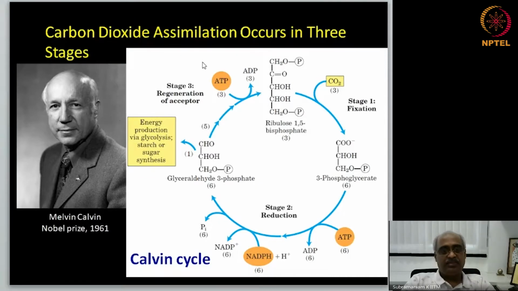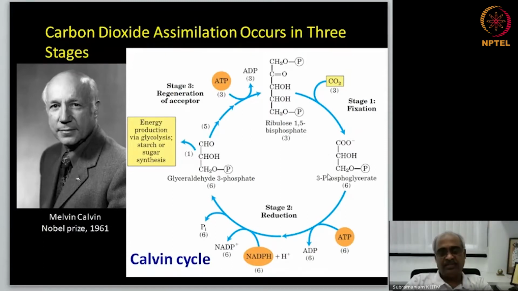So this was figured out by Melvin Calvin, and then Benson and Bassham, three of them, who won the Nobel Prize in 1961. So this has three stages. The first one is the fixation, carbon dioxide getting incorporated into an already existing pentose, Ribulose 1,5-bisphosphate. Ribulose indicates the presence of a keto group, like fructose.